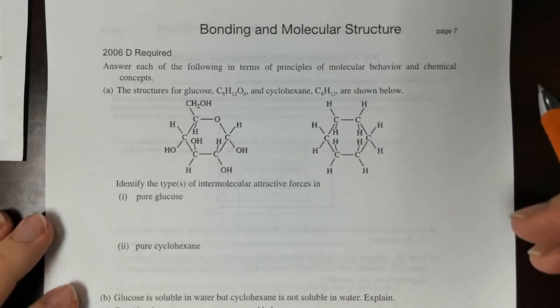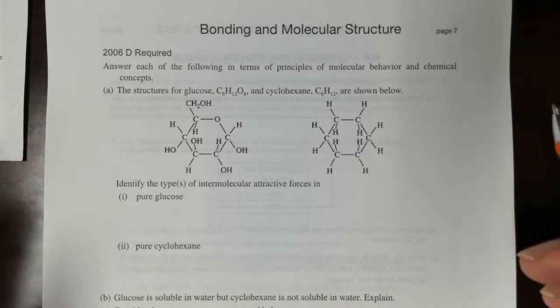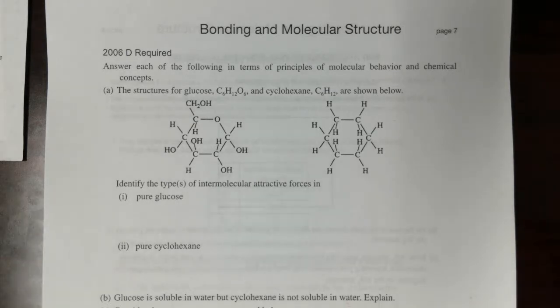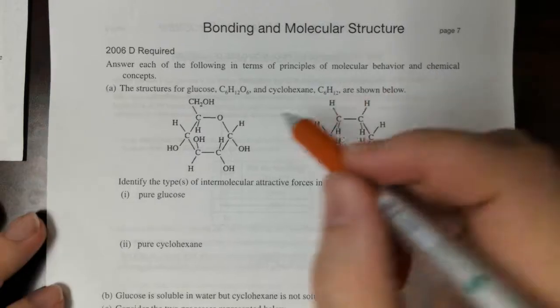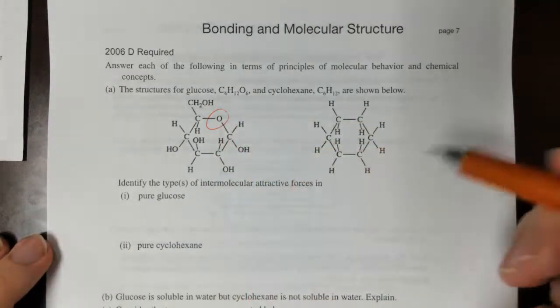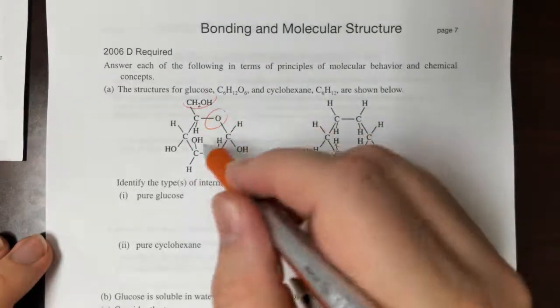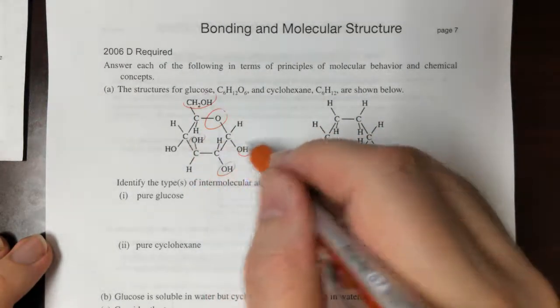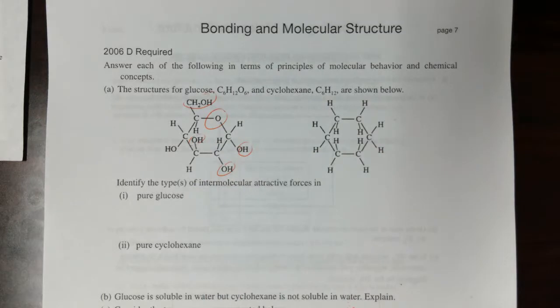The structures of glucose and cyclohexane are shown below. As you take your time and look at this, the glaring difference is that O right there. And then instead of having hydrogens, we have a couple of other substituted groups. There's a hydroxide here or there. So those are the big things to notice.